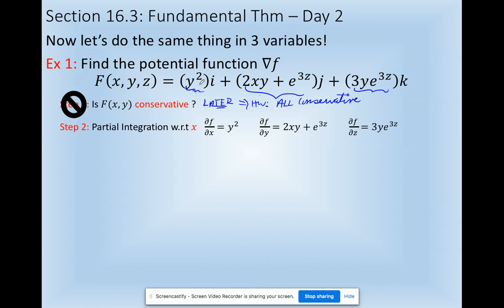So if I'm looking at derivatives, y squared is a partial derivative: partial f, partial x. This is partial f, partial y. This is partial f, partial z. I just copy, paste, copy, paste, copy, paste. And I'm going to try to get f by itself here first. I'm going to tackle x first, and I'm going to partially integrate with respect to x. So think about what that would look like.